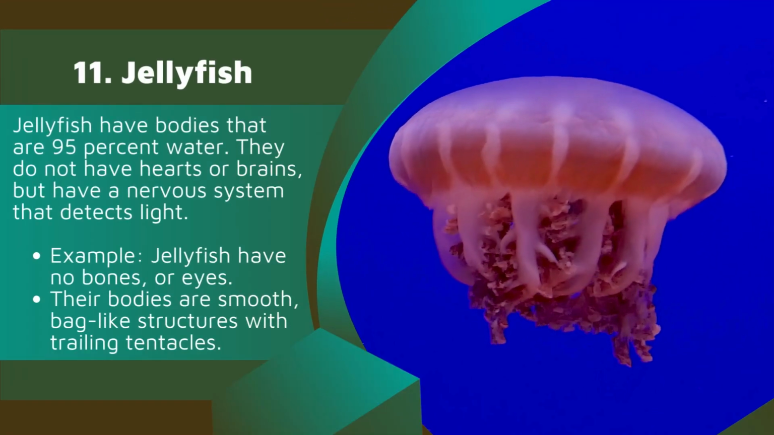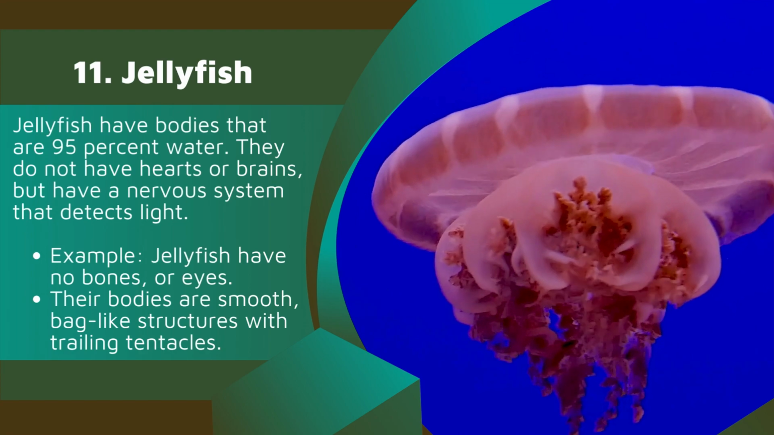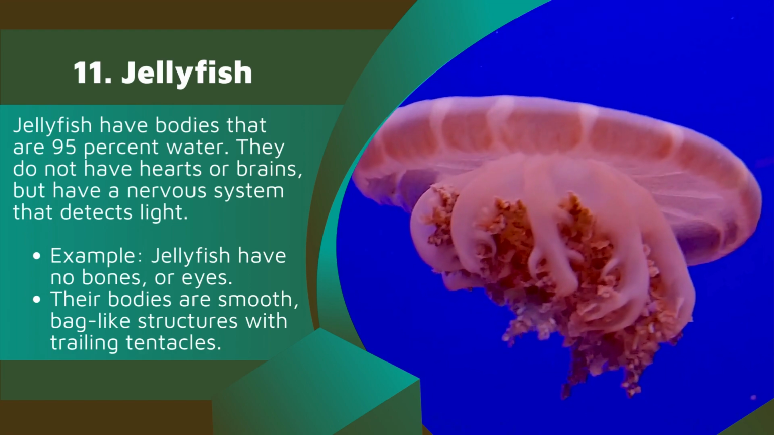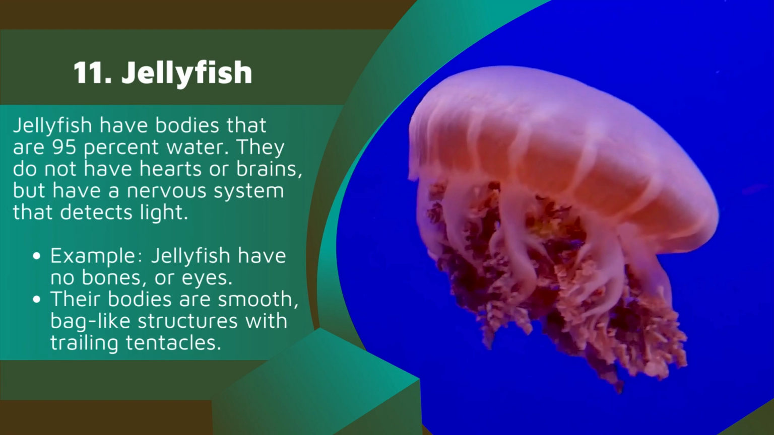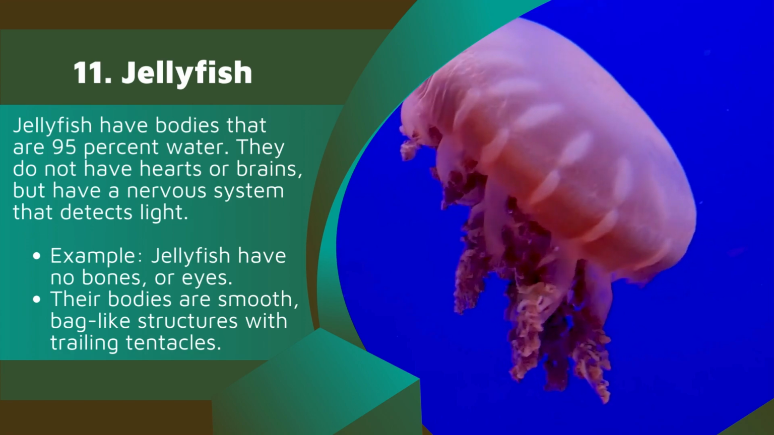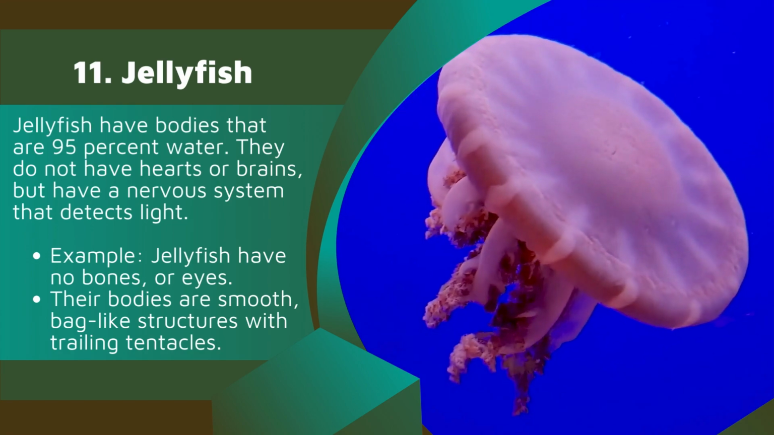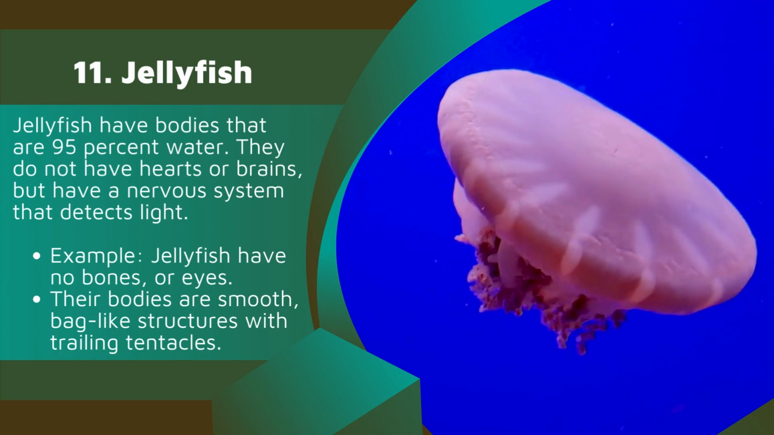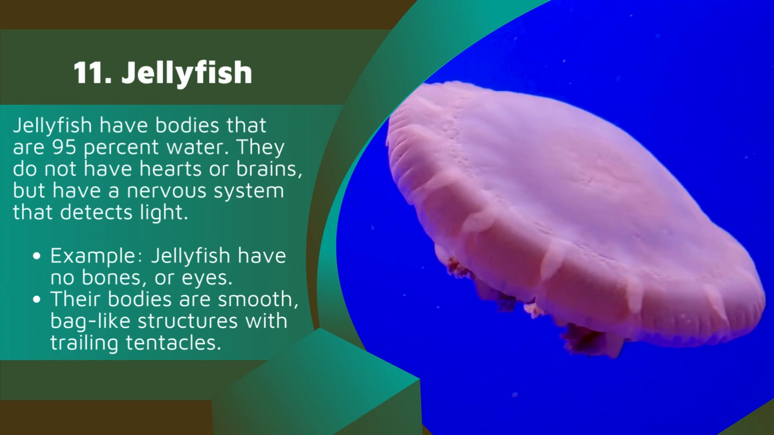11. Jellyfish. Jellyfish have bodies that are 95% water. They do not have hearts or brains, but have a nervous system that detects light. Example, jellyfish have no bones or eyes. Their bodies are smooth, bag-like structures with trailing tentacles.